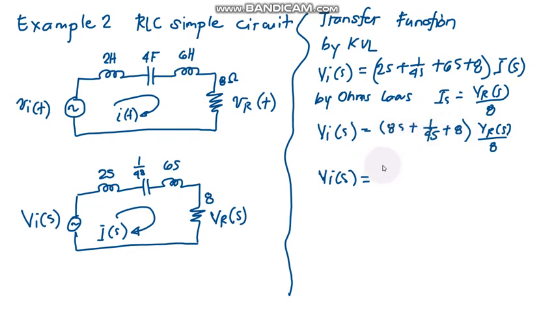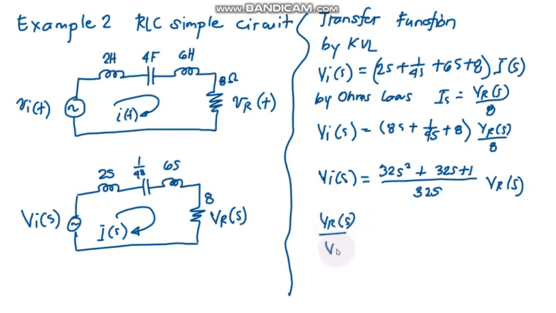We're going to have VI of S equal to 32s squared plus 32s plus 1, all over 32s, that's VR of S. And solving for output, VRS over input, VIS, we're going to have 32s over 32s squared plus 32s plus 1. And that's already our transfer function.